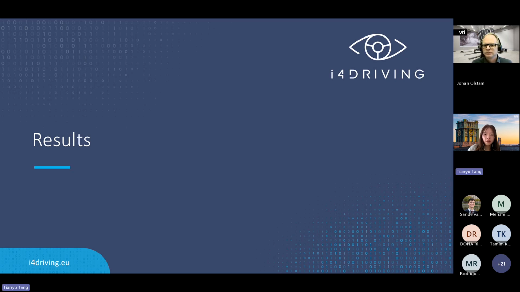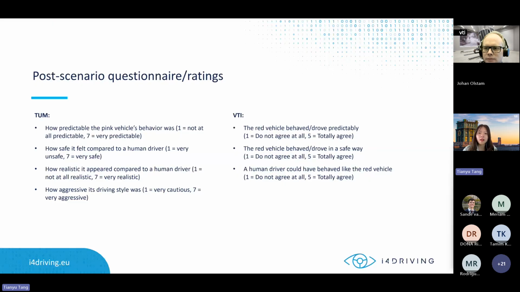Okay, thank you. Now we move to the exciting and very interesting part, the experimental results. But before presenting the results, I would like to briefly explain how we measured subjective perception in the two experiments. In both studies, we analyzed the post-scenario questionnaire data. However, the scale design was slightly different.